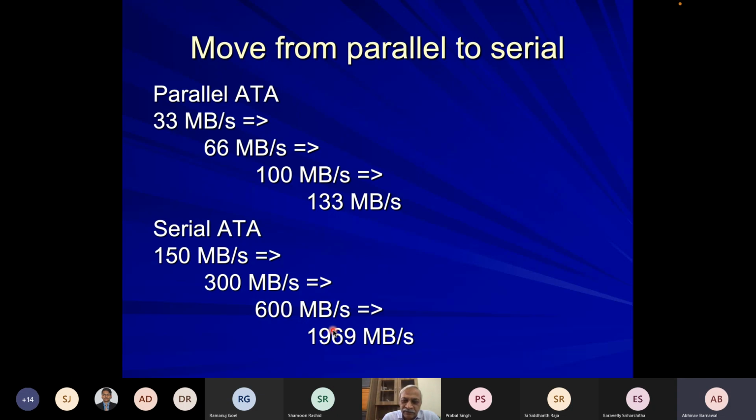So why does serial have much larger bandwidth than the parallel one? See, in parallel, you can't arbitrarily increase the bit rate because then the skew problem starts coming in. If you have a 32-bit bus, each unit of data is 32 bits split across 32 wires, and the rate at which you can change the data is hampered by the skew. There may be different delays in different wires, and therefore you can't switch them very fast.